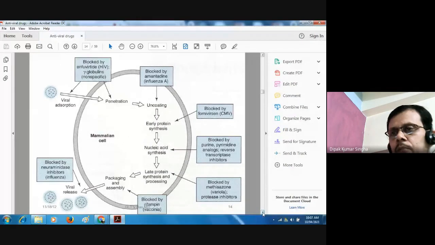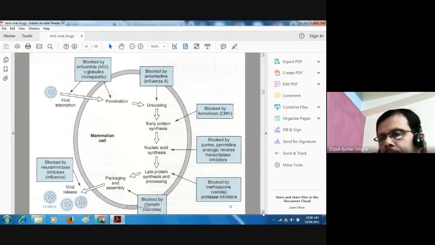The viral absorption is blocked by immunoglobulin, and then the penetration inside the cell, then the uncoating, and the genetic material comes out, then early protein synthesis and nucleic acid synthesis, finally late protein synthesis, then packing and assembly, and viral release. This virus leads to formation of different types of disease, and that can be prevented. Seven steps are involved to block or inhibit the viral infection.